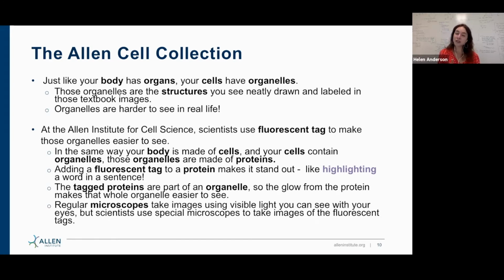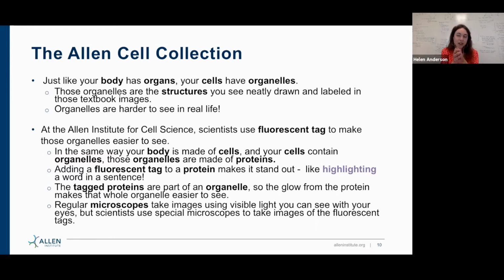At the Allen Institute for Cell Science, scientists use fluorescent tags to make these organelles easier to see. Now, I'll say this next bit a couple times because it can be a little confusing. As I mentioned, your body is made up of cells, and your cells contain organelles. In the same way that your body contains organs and the organs help your body to function, your cells contain organelles and those organelles help the cells to function.